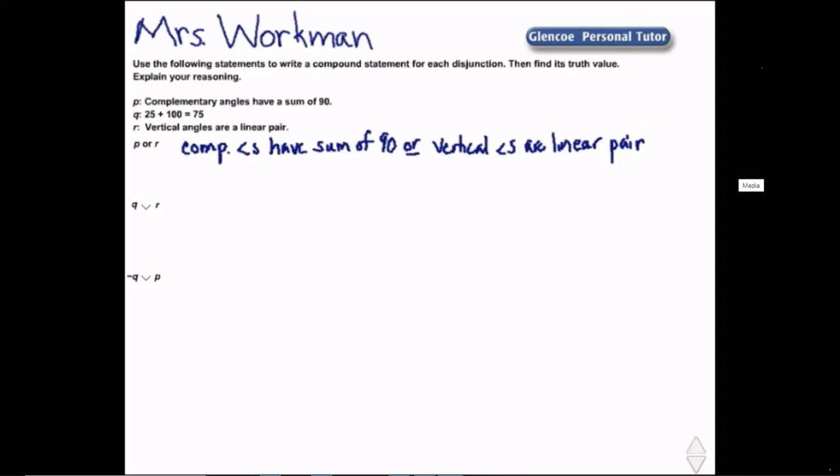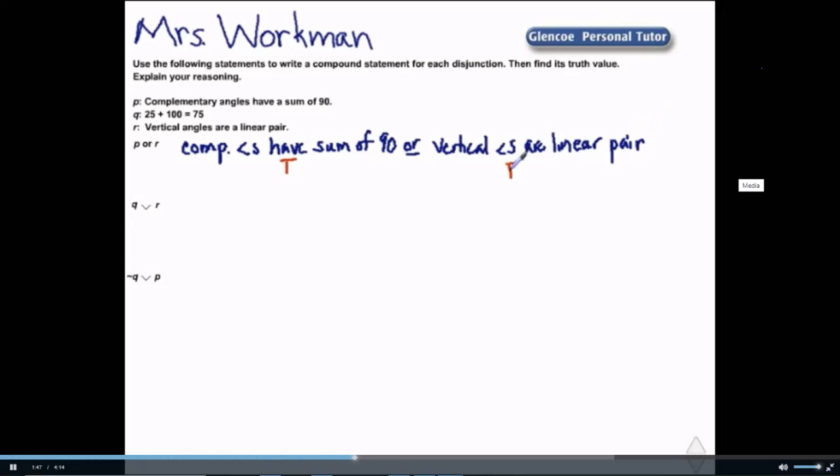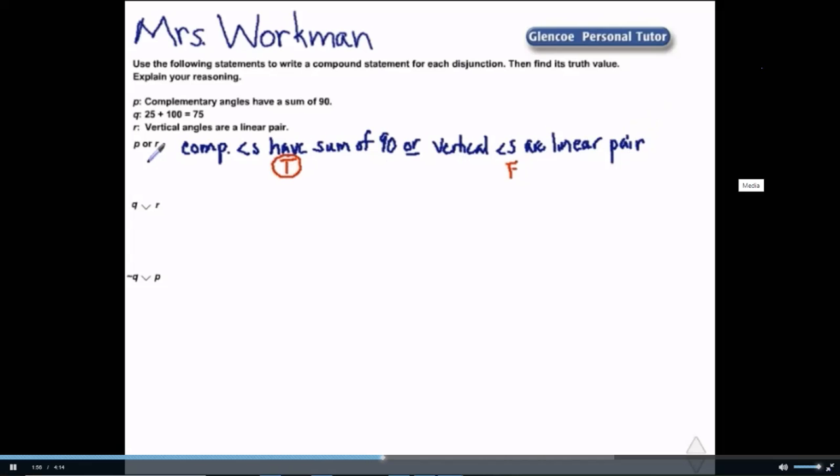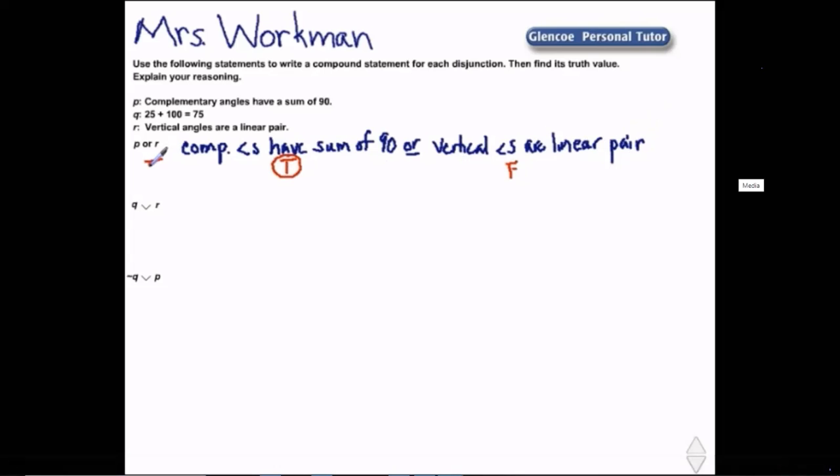Now let's consider the truth or falsity of its parts. Actually, just write it out with the word or between. Complementary angles have a sum of 90. That's true. Vertical angles are a linear pair. That's false. Since there is at least one statement in the disjunction that is true, then the disjunction itself is true. And we're ready to move on to the second one.